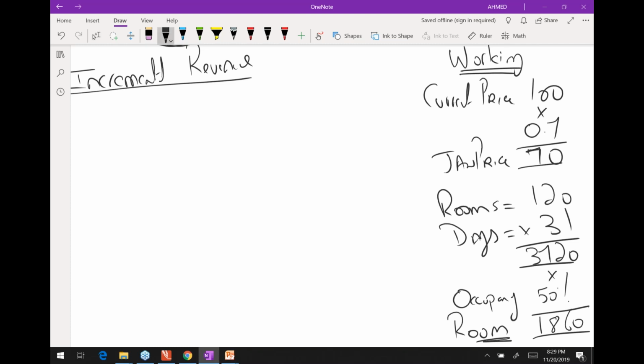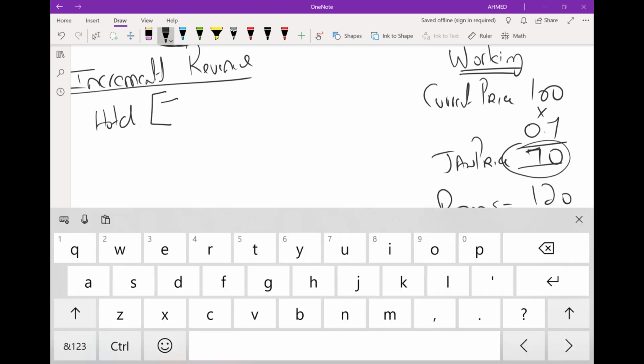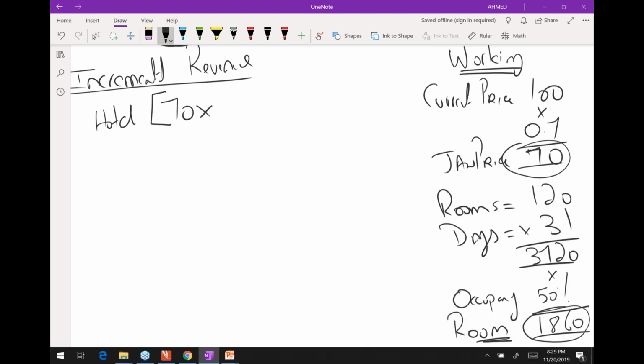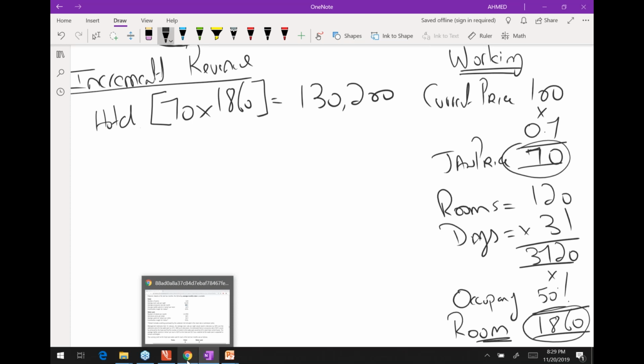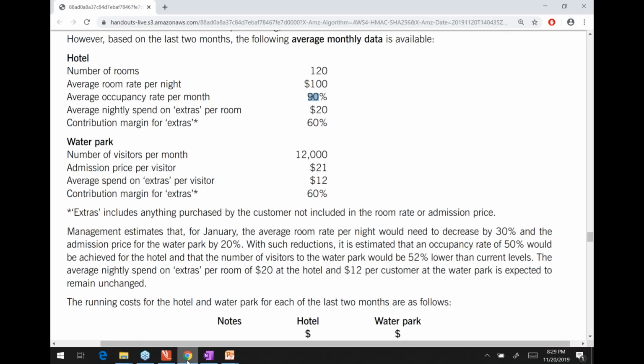So the rooms used 1860, the price is 70. So let's work out the revenue, that is the hotel incremental revenue. It is 70 multiplied by 1860, which will give you a revenue of 130,200. So this is the normal revenue of the hotel, 130,200.